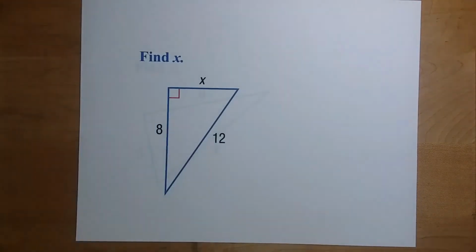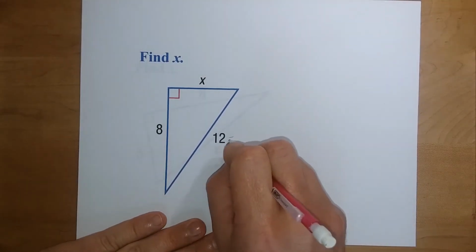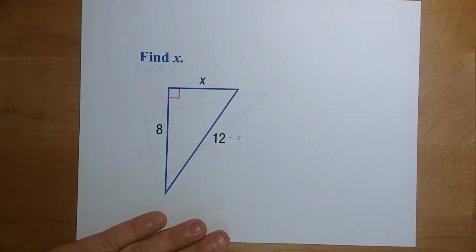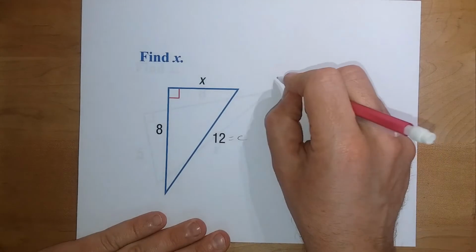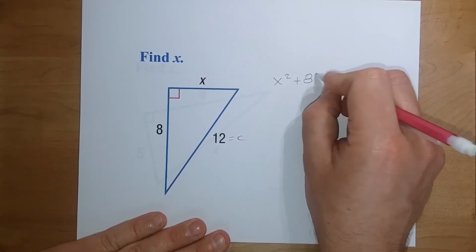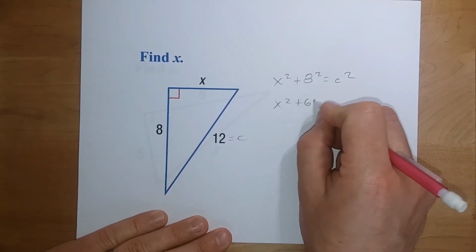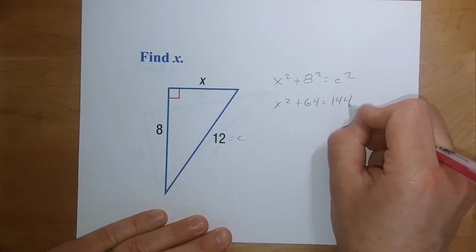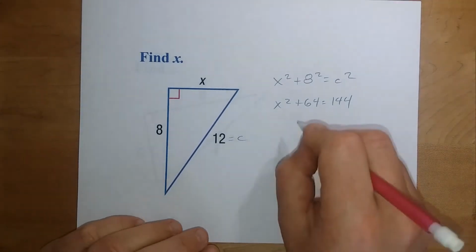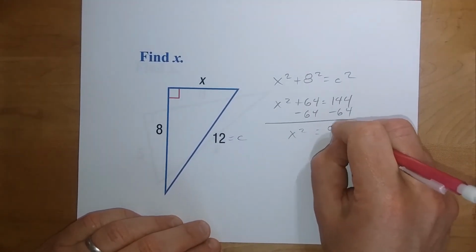All right, let's try another one. Again, here, just make sure you get c in the right place. In this particular case, 12 is c. So when you write the Pythagorean theorem, a squared plus b squared equals c squared, you should get something like this. And we'll get x squared plus 64 equals, that's just 12. 12 squared is 144. That's gross. And we can subtract 64 from both sides. We get x squared equals 80.